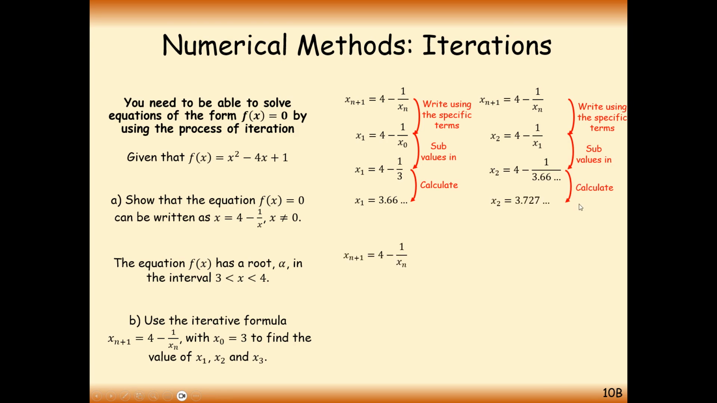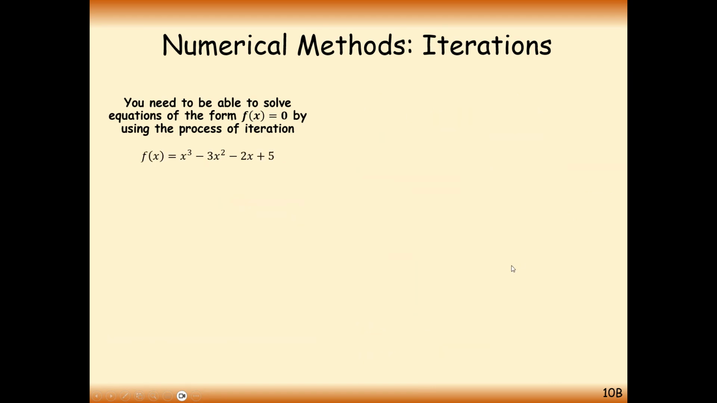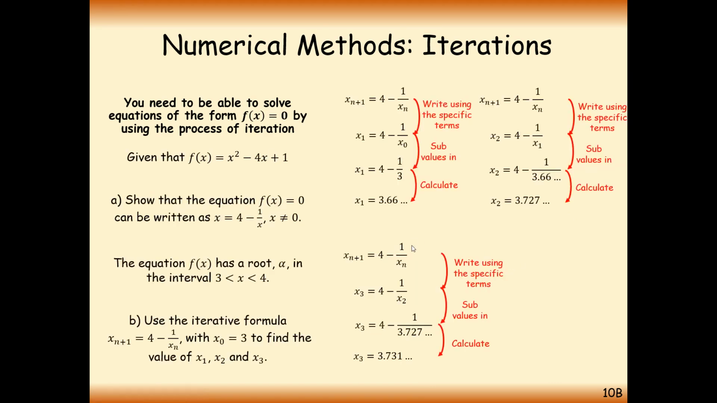What you notice is that if you repeat this process enough times, you may get a convergent answer. The convergent answer here was 3.731, which turns out to be only one of the roots of this equation. If you want to figure out the other root, you have to choose a number that is close to the root itself. Let's look at the next example.